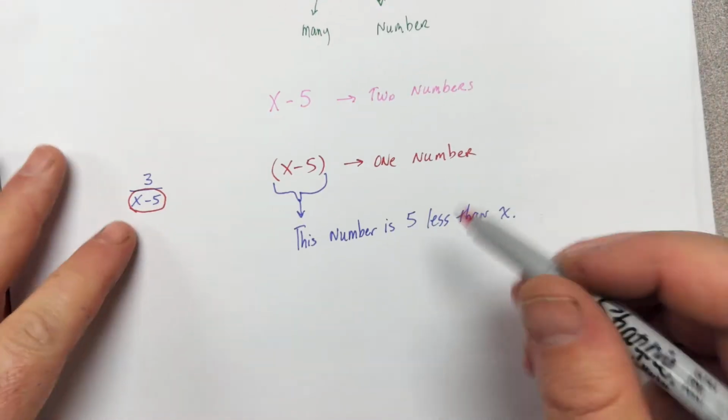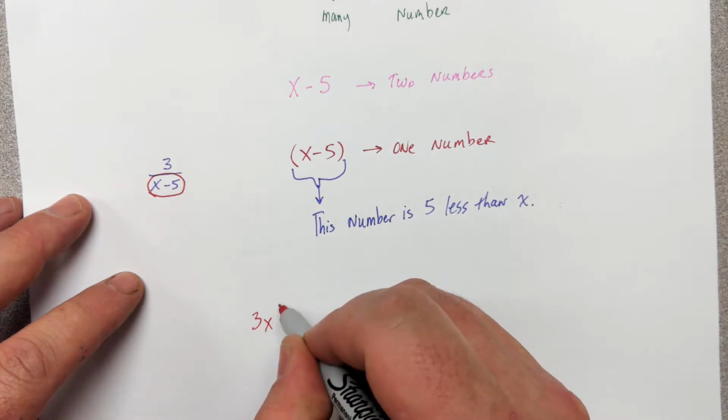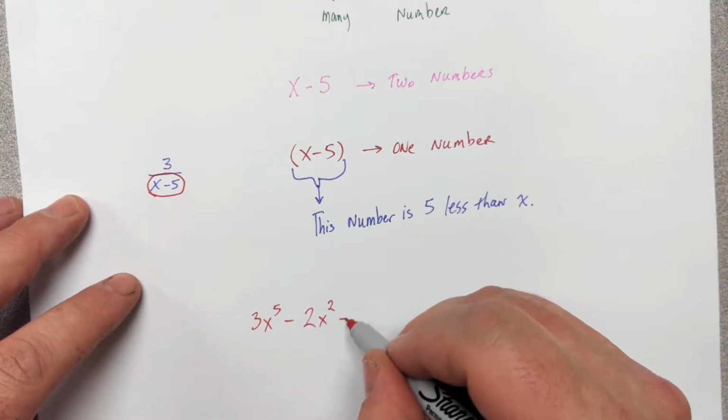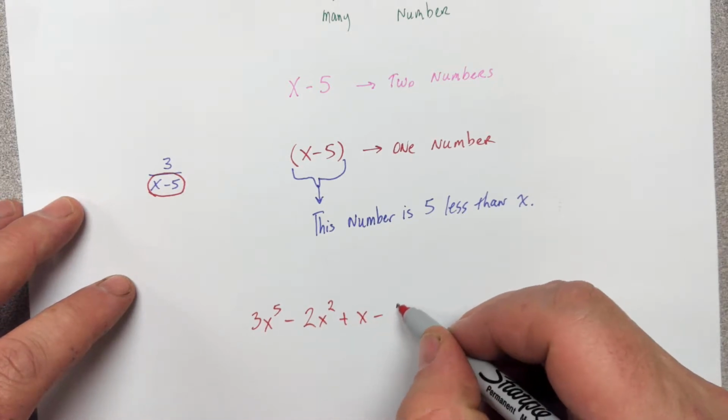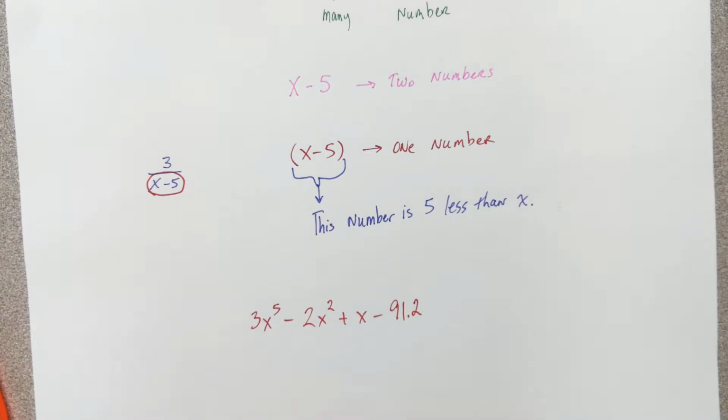Need to talk to you guys about this thing called, well, here, watch. Let's say we had 3x to the 5th minus 2x squared plus x minus 91. Did you just pick that up? I did. It's my favorite polynomial on Tuesday evenings. Oh, it's around this time? Yep, that's right.